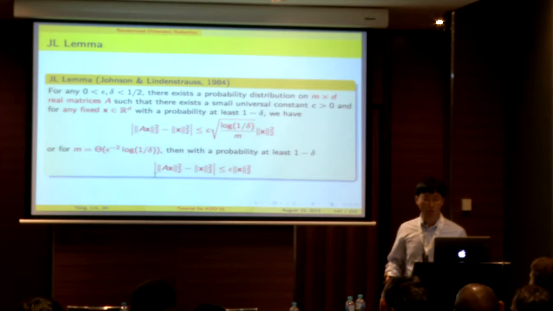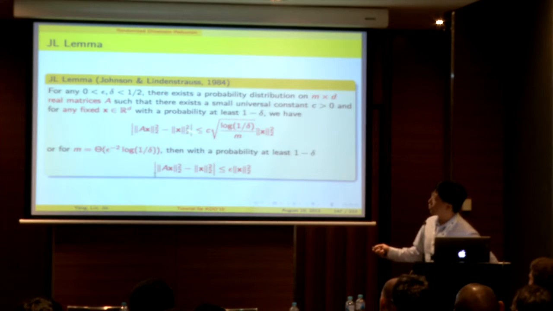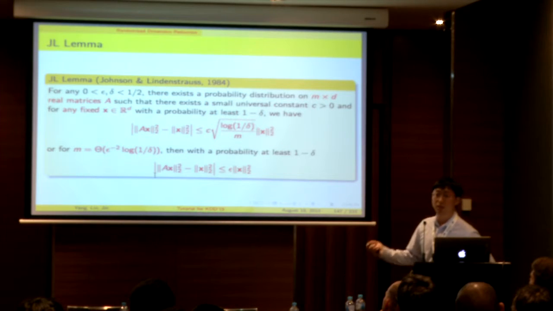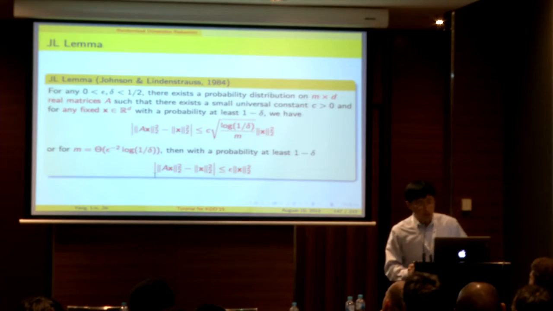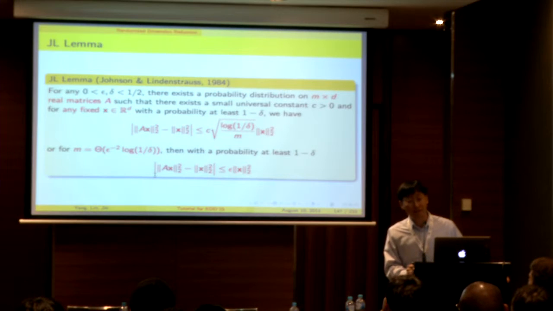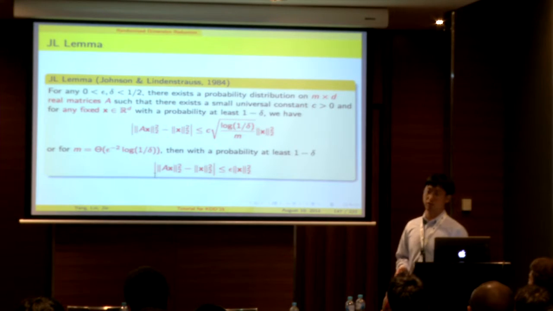In other words, if we want to maintain this Euclidean norm within epsilon accuracy, this is the value for the reduced dimension: log 1 over delta divided by epsilon squared. Okay, so this JL lemma has a very important implication. Let me tell you.